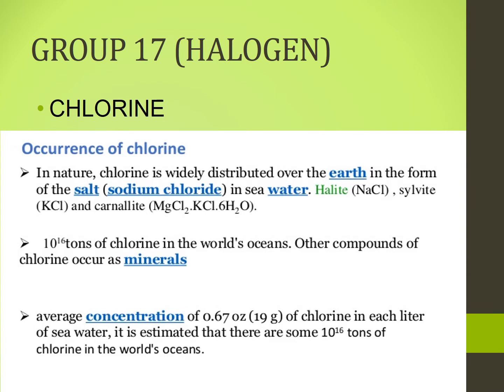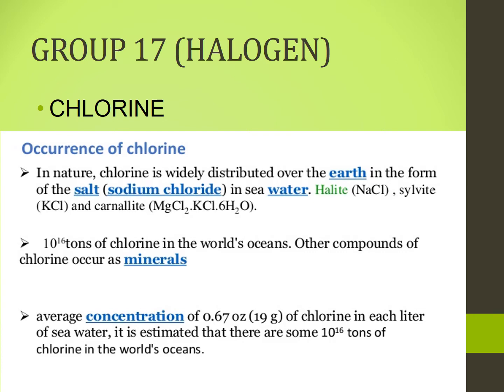Occurrence of chlorine. The halogens are present in combined form, so they are highly reactive. The main source of fluorine is fluorspar. The other ores of fluorine are cryolite and fluoroapatite.